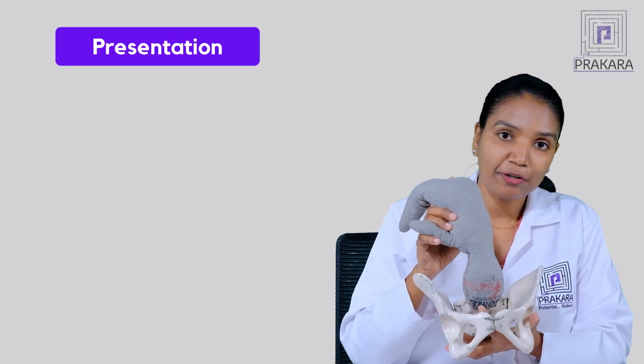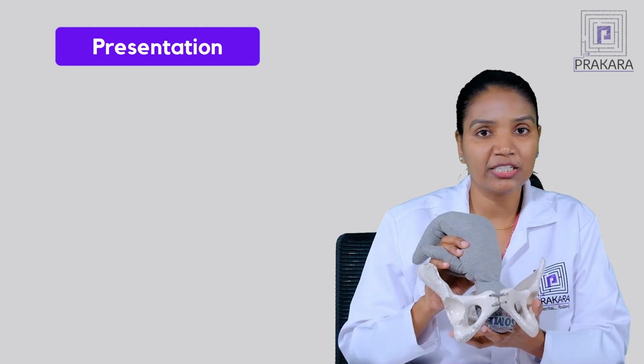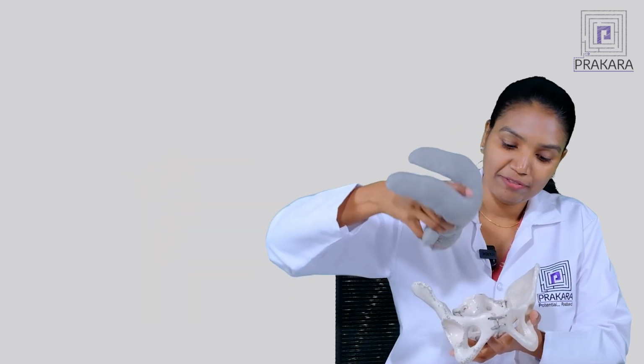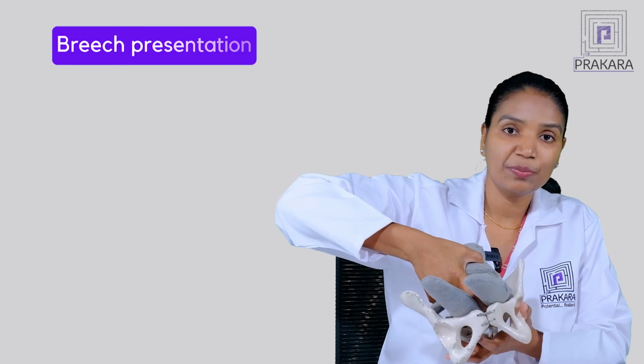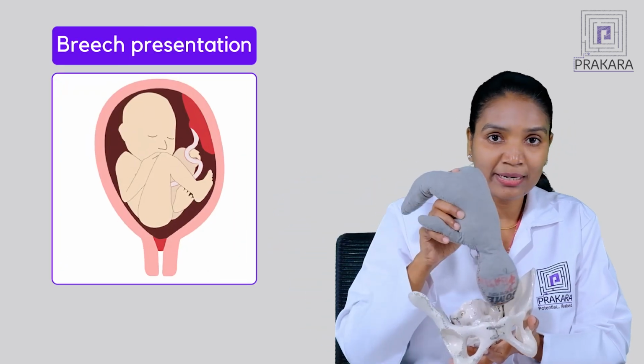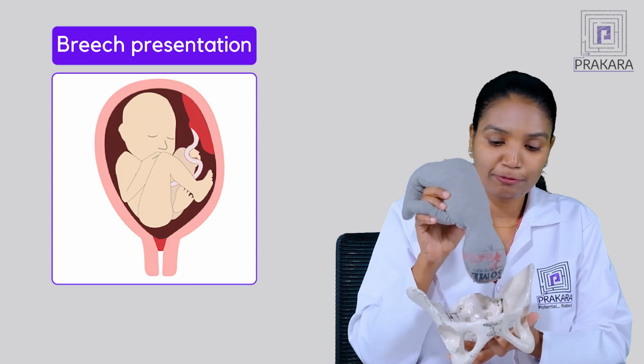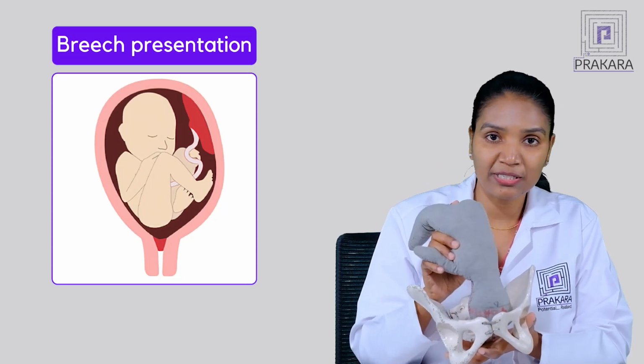The second one is presentation. Whichever part of the fetus occupies the lower pole of the uterus becomes the presentation. If the head is down, that becomes a cephalic presentation. If the buttocks are down, we call it a breech presentation. Breech is an abnormal presentation. We are not going to discuss breech, we are focusing only on the head, that is cephalic presentation.